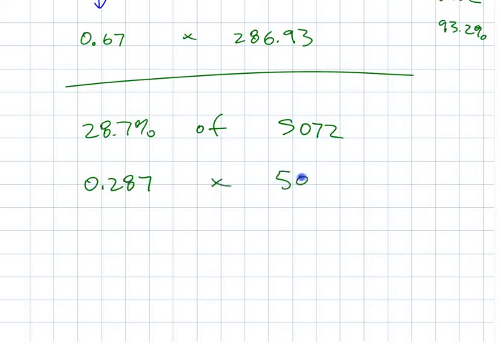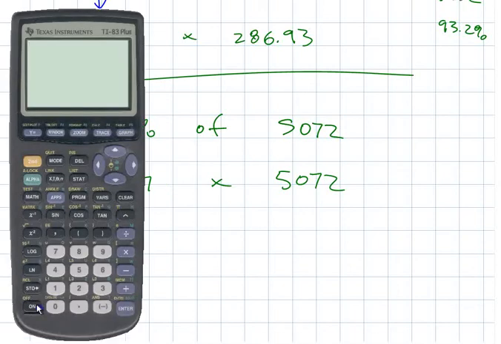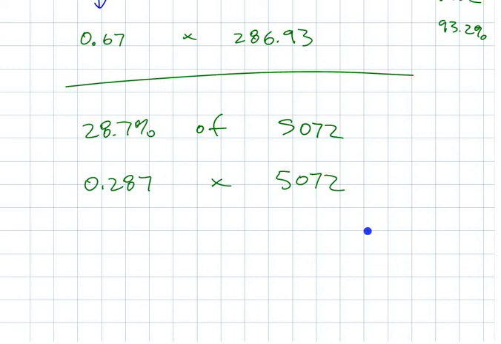0.287. Absolutely. Good for you. Okay? This is the key, right? Changing it to that, knowing that you have to put that on the calculator. And whatever that is, I suppose we should figure it out, right? 0.287 times 5072. Okay, 1455.64. Are we okay with that?